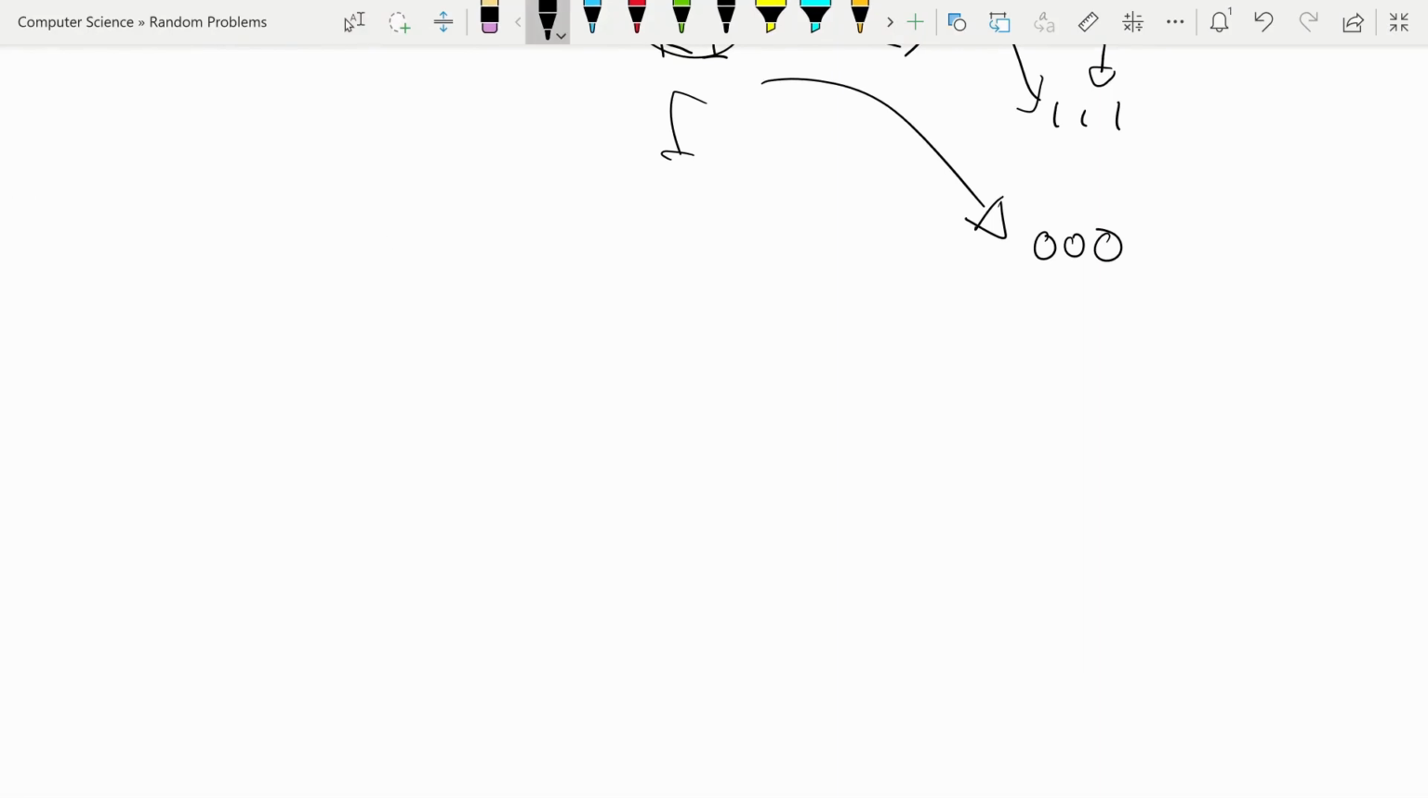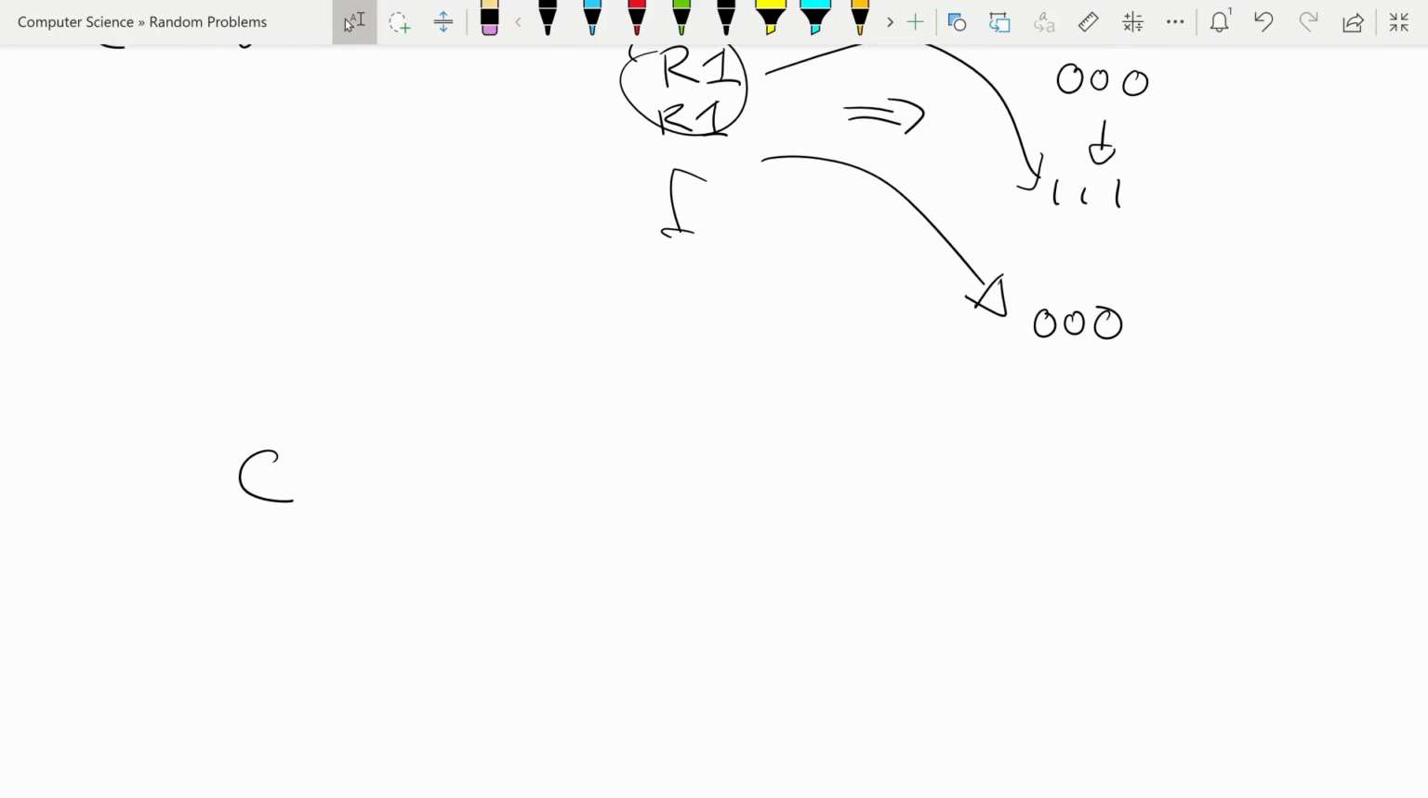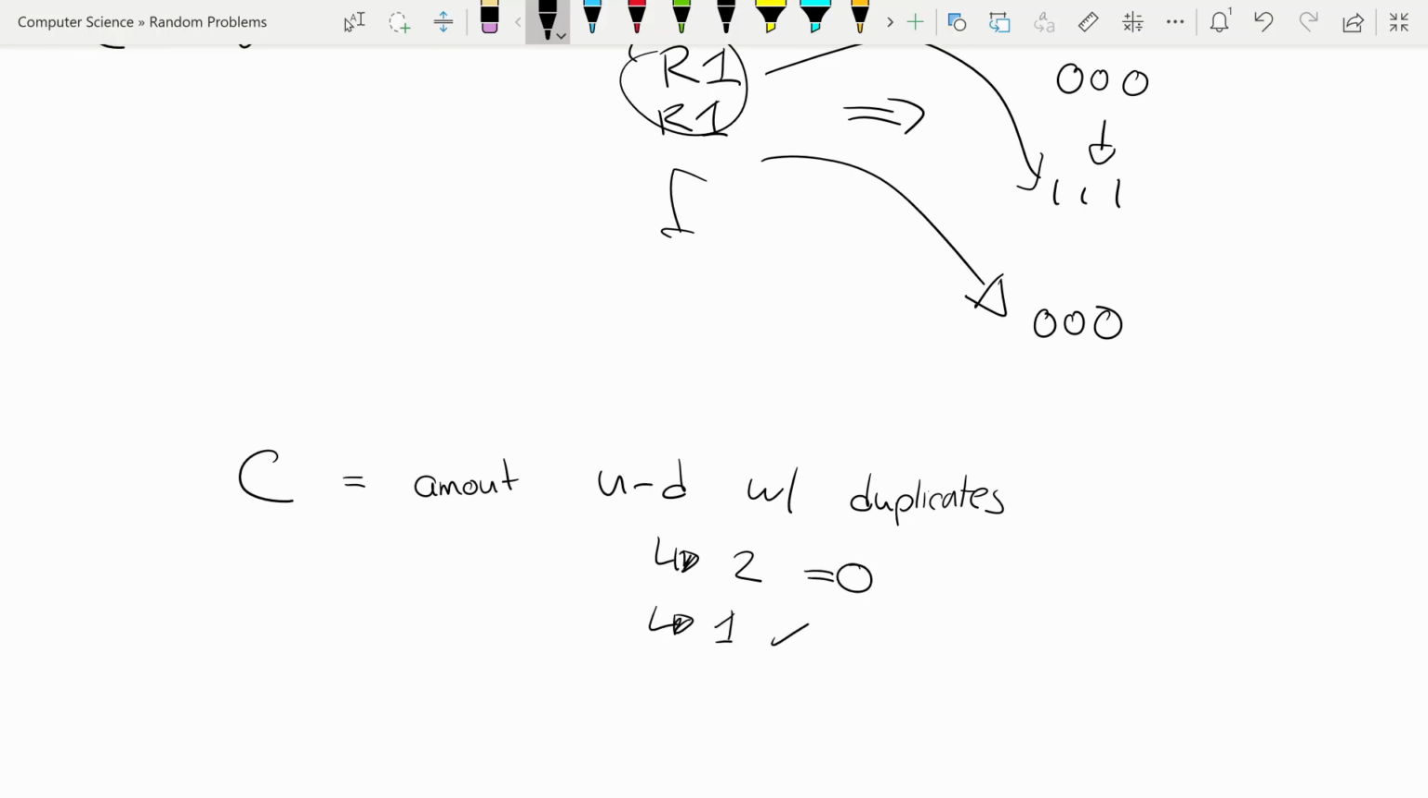Now with this, we can represent this by certain variables. Let's call C the amount of up and down strokes. So C is equal to the amount of up and down strokes without duplicates. So how would we calculate this? If there's two of the same strokes, then that becomes 0. And if it's one of the same strokes, then it stays there. R would be the same definition except for left and right strokes.